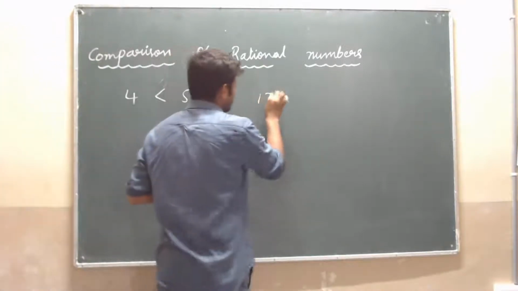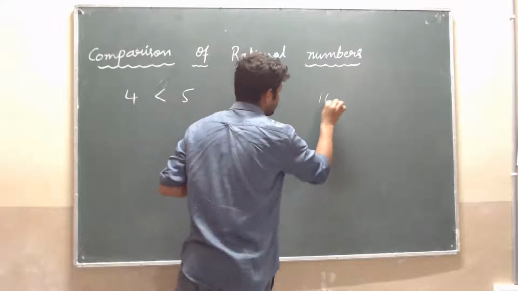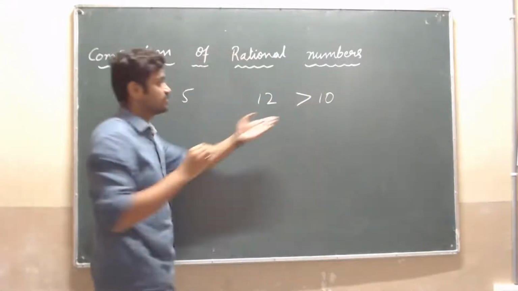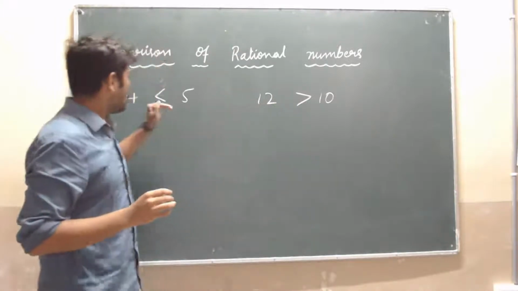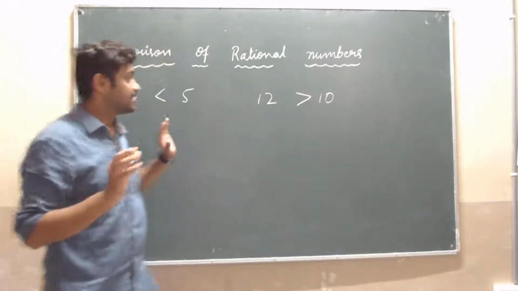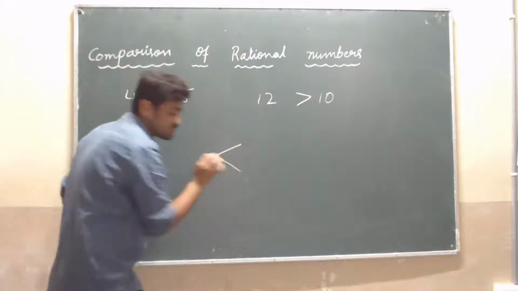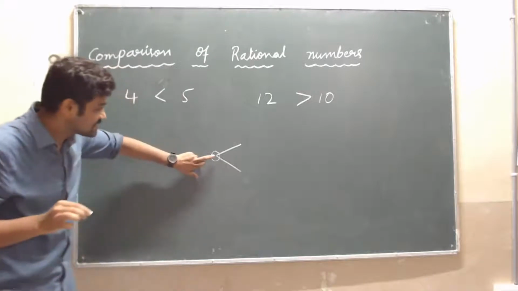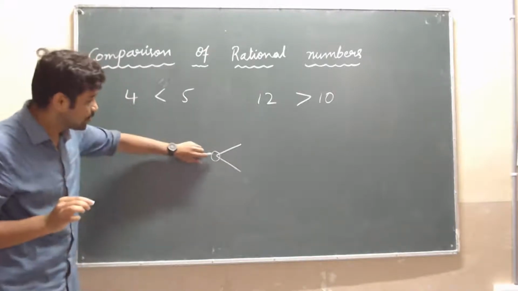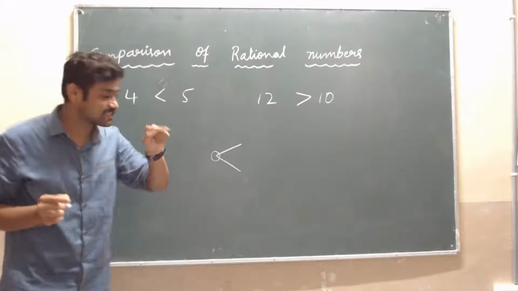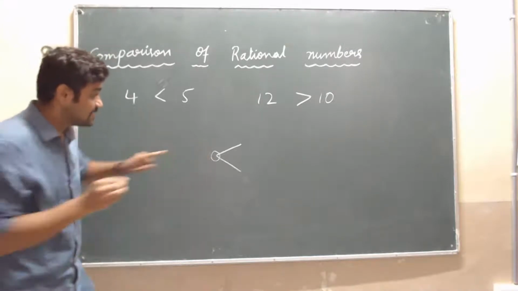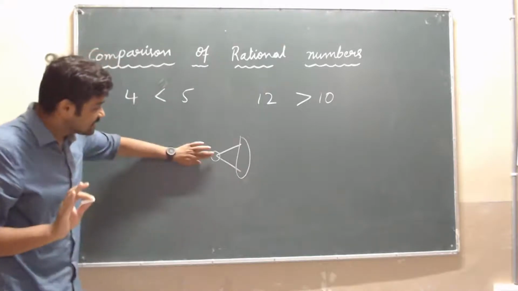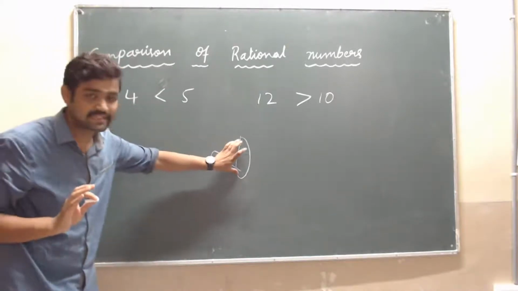Let's take 12 and 10. Which one is smaller? Yes, here 10 is smaller. Then we will use this symbol. See here, this is the symbol. It is pointing at only one point, and see, this area is larger. Understood? That is, this one is smaller and this one is larger.